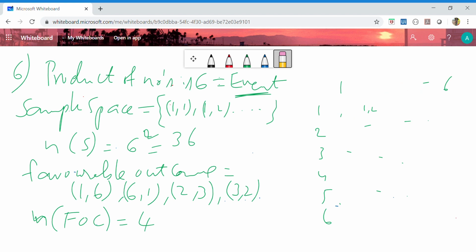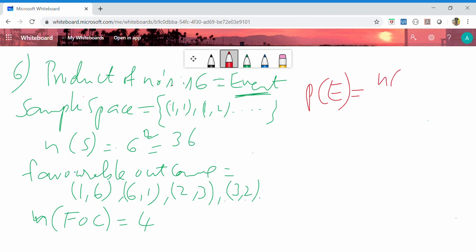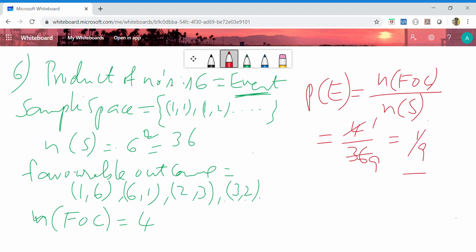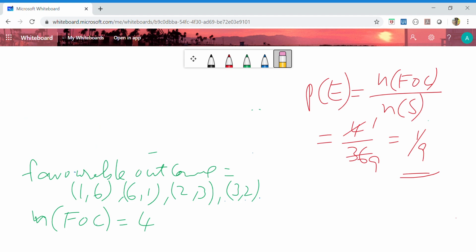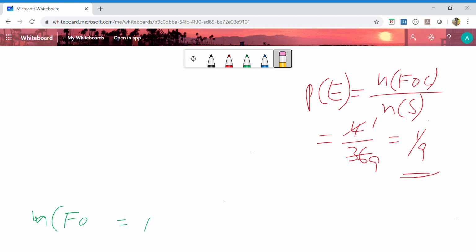Then what is the probability of an event? Probability of an event is number of favorable outcomes by total number of possible outcomes. So P of E is equal to number of favorable outcomes by total number of possible outcomes. I am writing a shortcut. So favorable outcomes are 4 and total outcomes are 36. So 4 by 36 is nothing but 1 by 9. So the product of the numbers on the two dice being 6 is asked. So how many outcomes are there? You have to write.